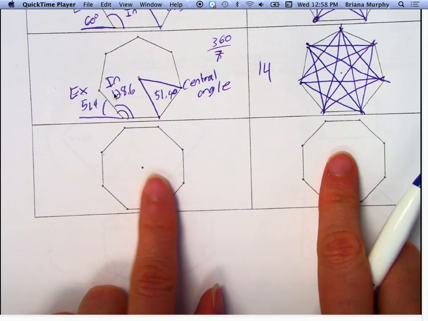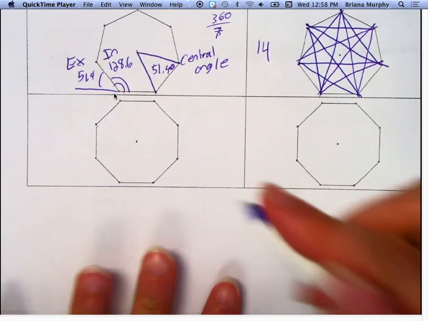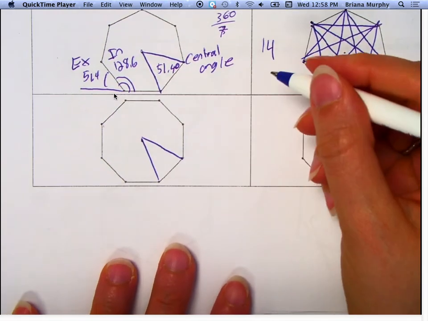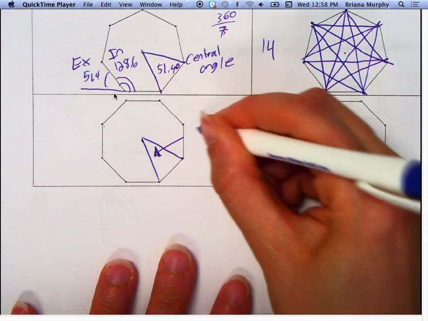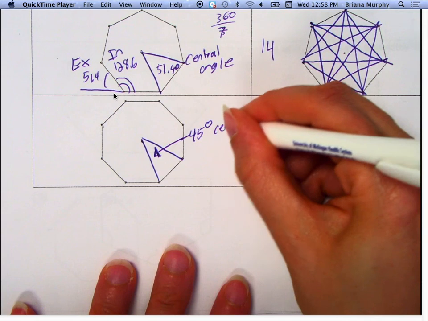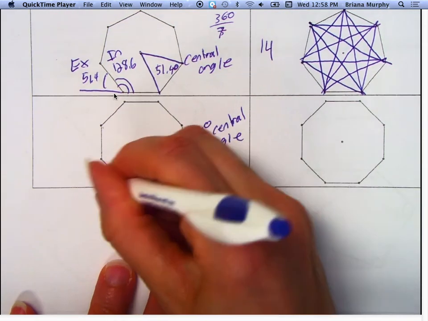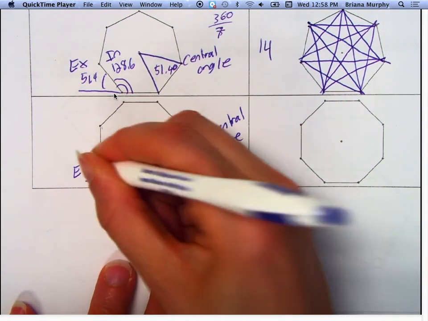Let's move on to our octagon. Oh no, I'm scared for this. Octagon. Okay, here's my central angle. So remember we did 360 divided by 8. What did you get? 45. 45 degrees is my central angle. The exterior is 45, and the interior is 135. Good.